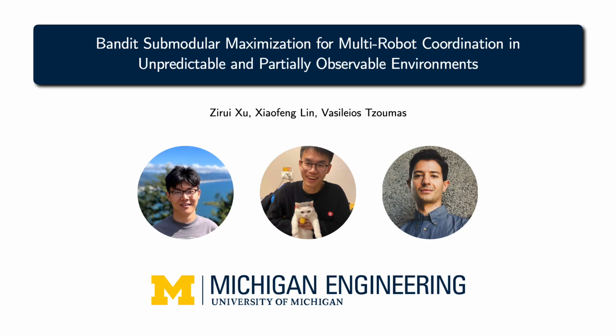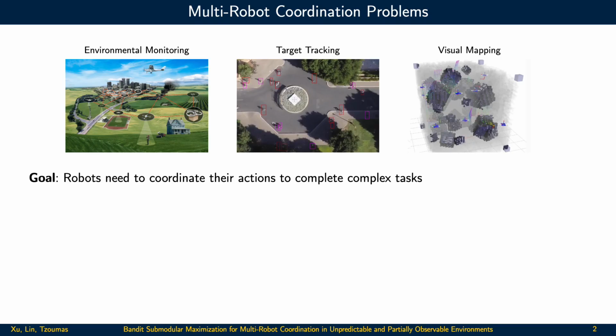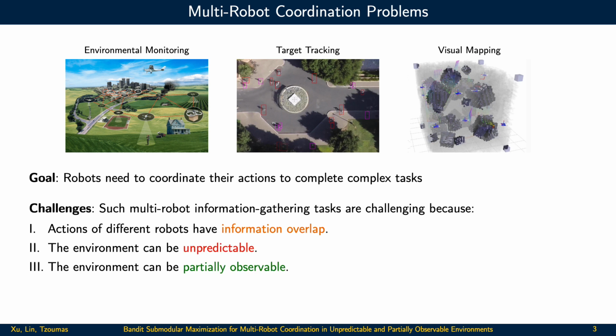In this video, I'll be presenting our work Bandit Submodular Maximization for multi-robot coordination in unpredictable and partially observable environments. In multi-robot coordination problems, such as environmental monitoring, target tracking, and visual mapping, the robots always need to coordinate their actions with one another to complete complex tasks. And three factors always make these tasks very challenging.